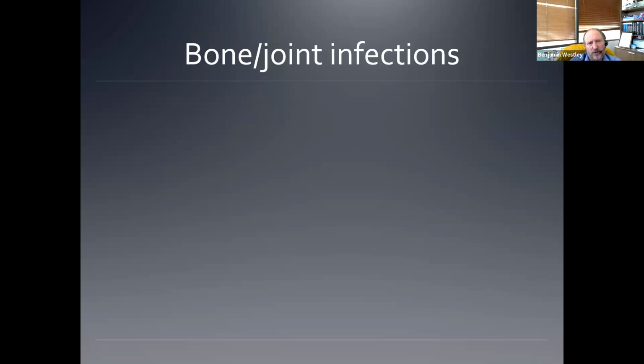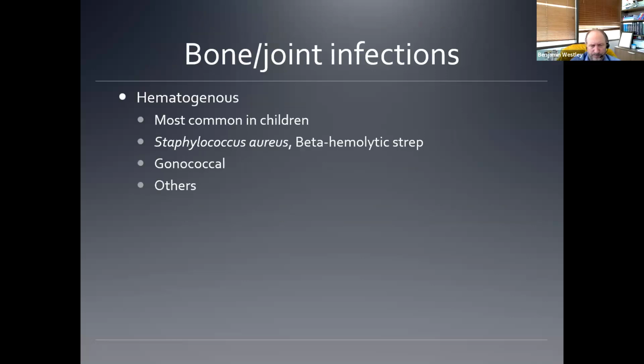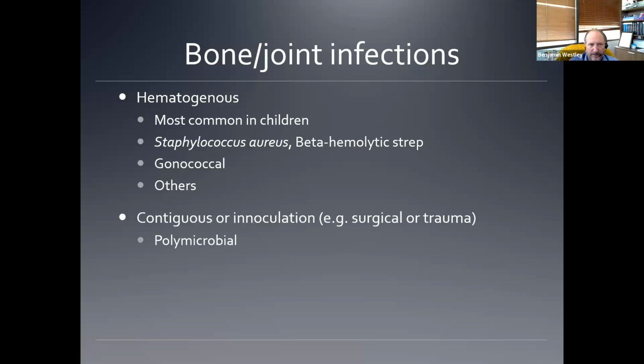All right, so we'll briefly move on to bone or joint infections. There are a couple different routes for these, especially in children. These are typically bacteria that get into the bone or joint through the bloodstream, so a hematogenous route. Staph aureus and beta hemolytic strep are most common, but you can see gonococcus, pneumococcus, occasionally gram negatives and other things.